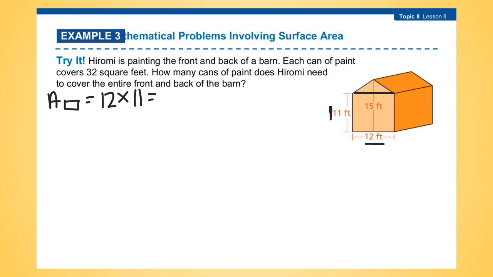Let's talk about the area of the triangle on top. It is half of the base. The base is 12. And the height, now, wait a minute. I know that this amount is 11 and the total is 15. So I feel like that might be 4.